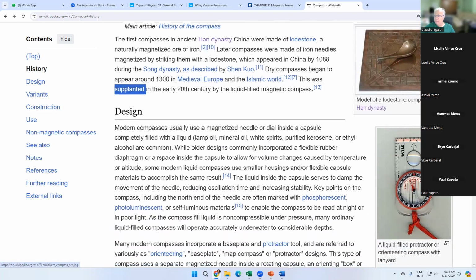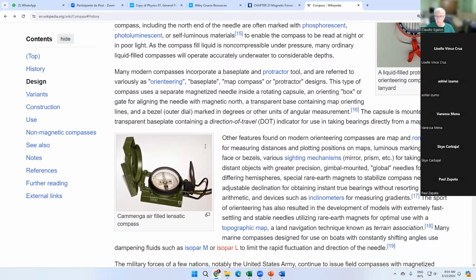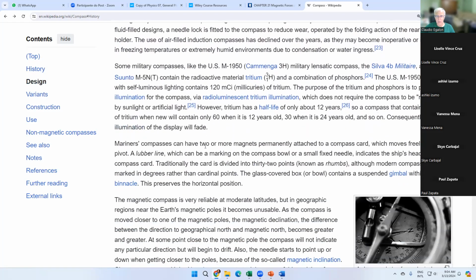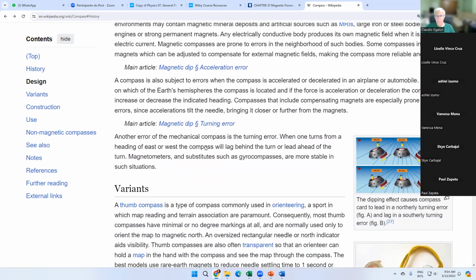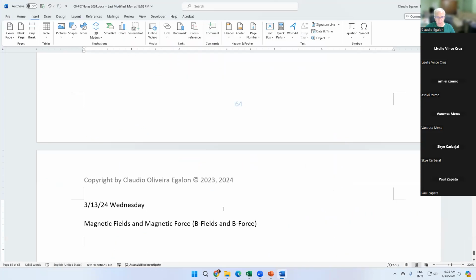Here you go, here's the liquid-filled magnetic compass. Model of a lodestone compass from the Han Dynasty. Okay, here you go, the shape of a little spoon, right? And so that is part of the history of magnetic fields.